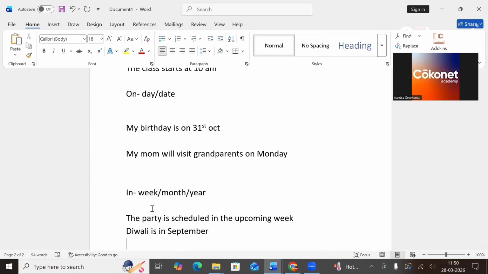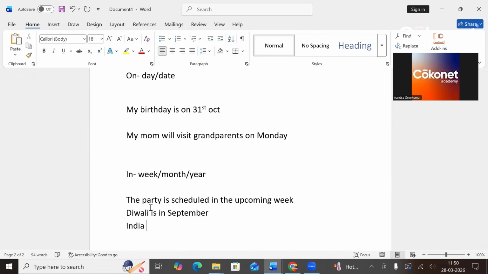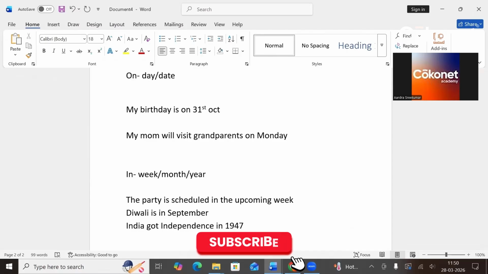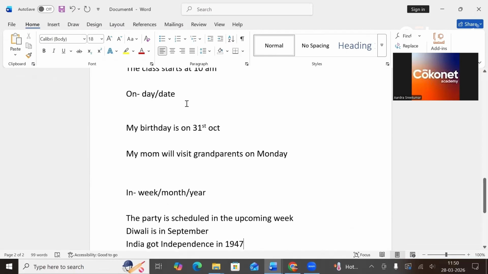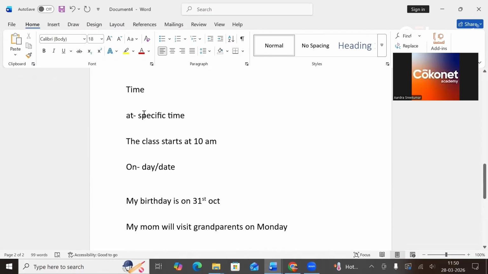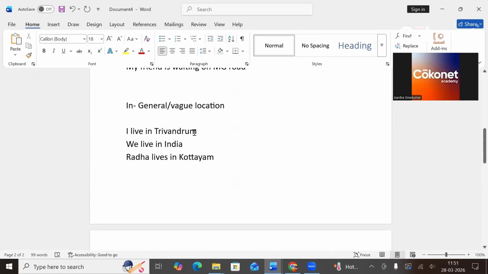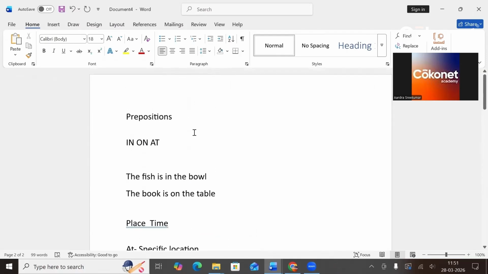Now for year, India got independence in 1947. So here you can see for week, month, and year you use "in", and for day and date it's "on", and for a very specific time, you have to consider that if it's a particular time, it's "at". Okay, so I hope that part of prepositions where you have to use "in", "on", and "at" is clear. I'm going through it briefly for 1 minute.